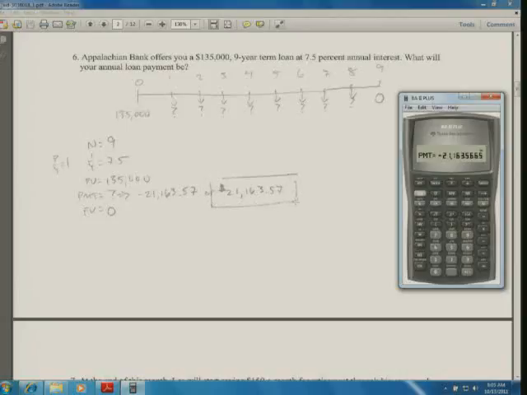But you'll see, of course, the answer choices for the homework are going to be positive cash flows, right? Because it's going to be a $21,000 payment there. So that's why I would convert it to positive.